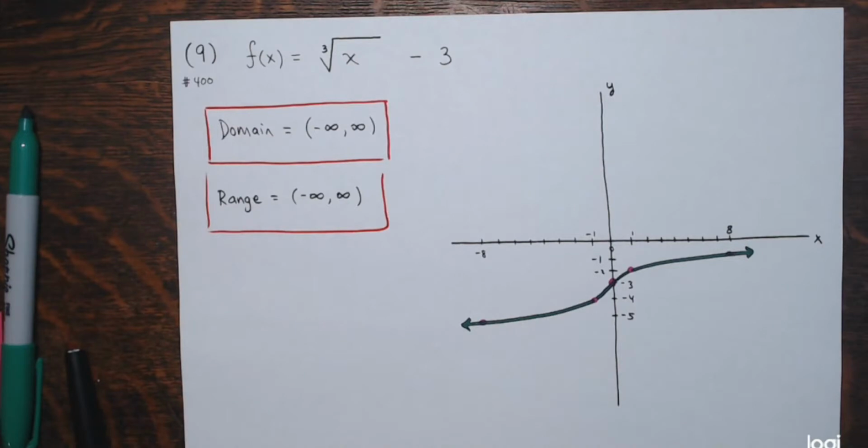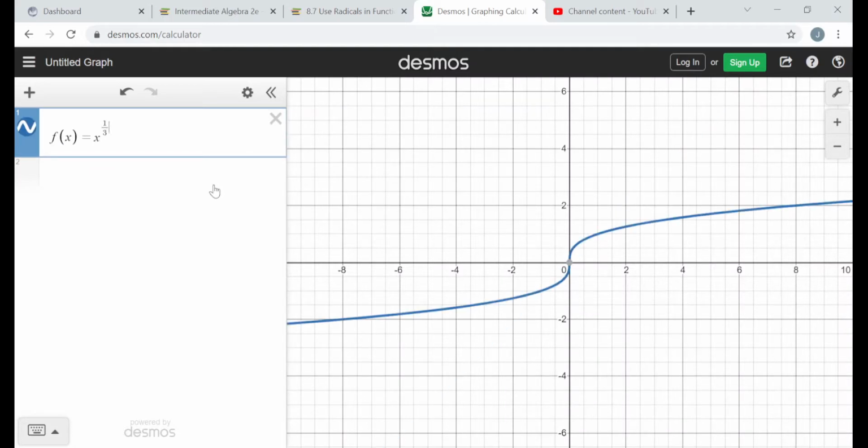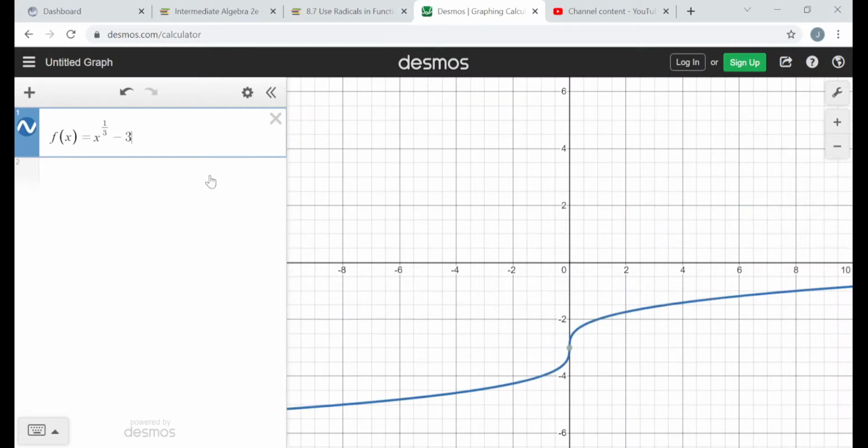All right, let's take a look and see if my hand graph matches the calculator graph pretty well. So here it was f of x equals the cube root of x, or just x to the 1/3 power, and then after that, minus 3. And yeah, that totally matches what I have, right? Here's 0, negative 3, 1, negative 2. You can plot it, there you go. And all the other points I stated.